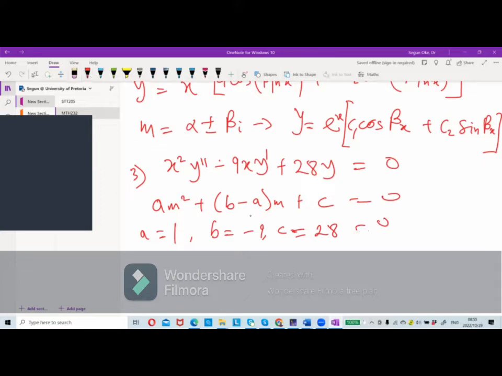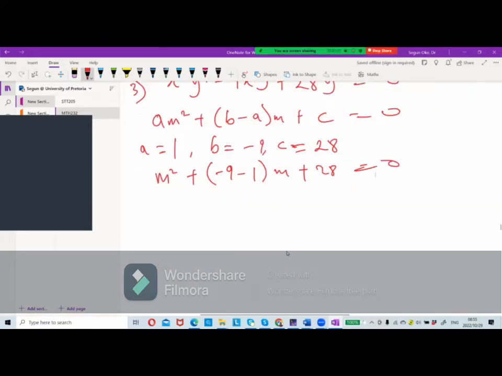Okay, so we can now go ahead and substitute. a is 1, m squared plus what is b? Minus 9 minus 1, m plus 28 equals to 0. So I gather m squared minus 10m plus 28 equals to 0.